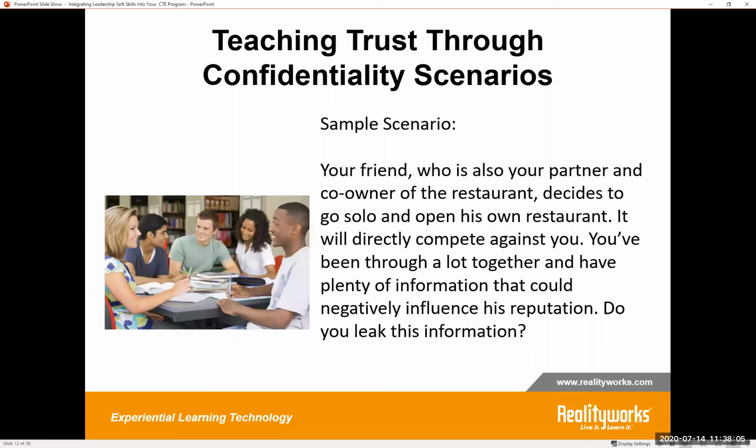Your friend, who's also your partner and co-owner in the restaurant, decides to go solo and open his own restaurant. It will directly compete against you. You've been through a lot together and have plenty of information that could negatively influence his reputation. Do you leak this information?